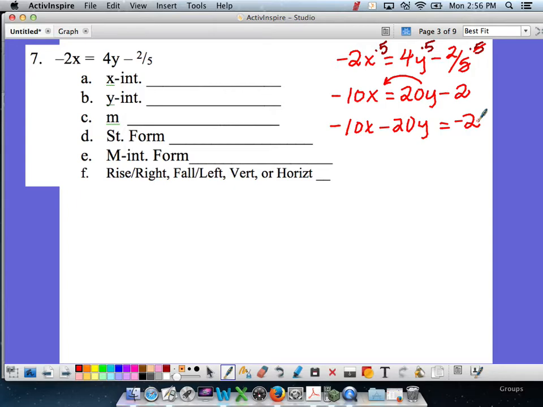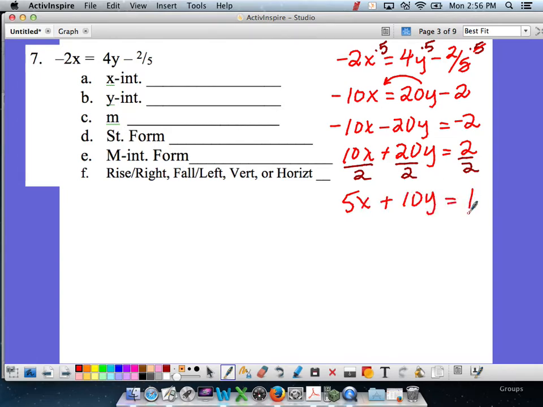You subtract 20y from both sides. So I've now got alphabetical order, no fractions. Next is that x cannot be negative. So simply dividing by negative 1 or changing all the signs would take care of that value being negative. So I'm getting close, but the last thing that I have is a common factor. So I'm going to divide everything by that common factor of 2, and I'm going to have 5x plus 10y is equal to 1. So this is my standard form.